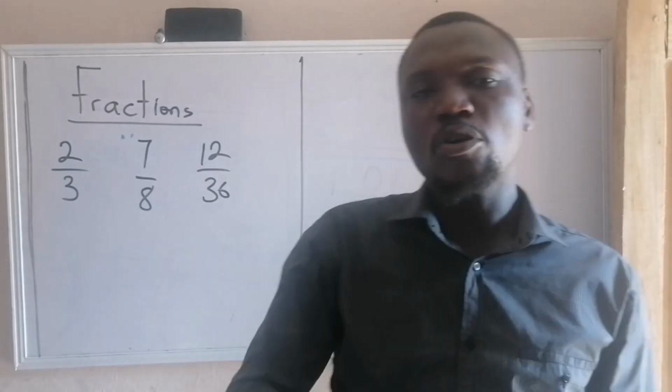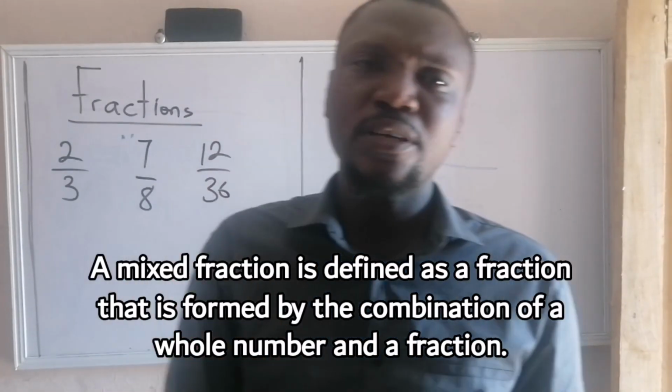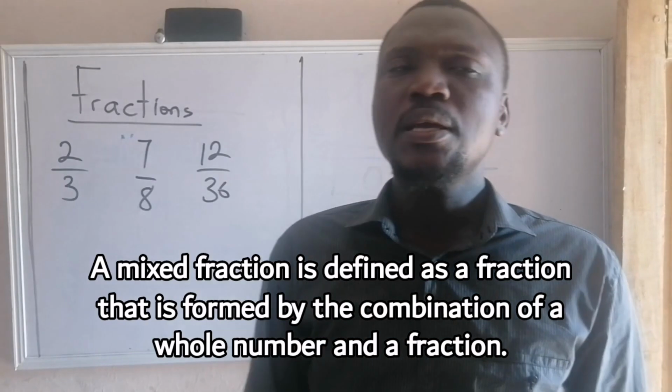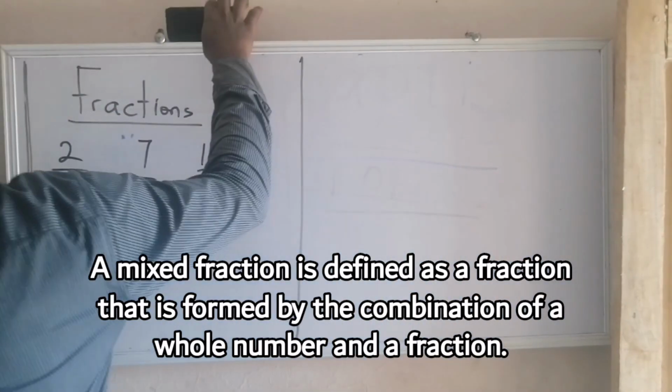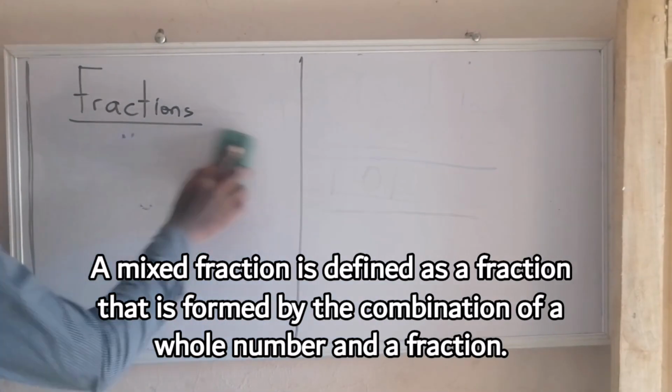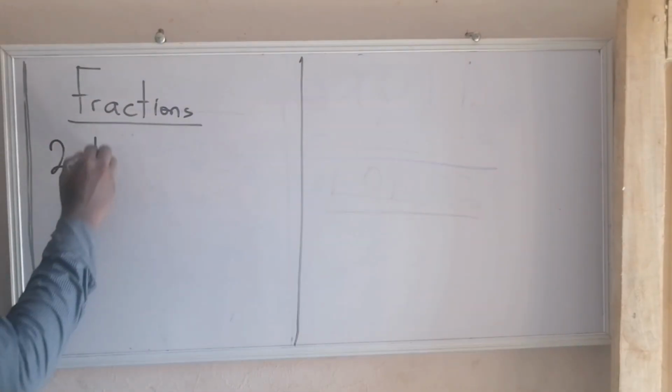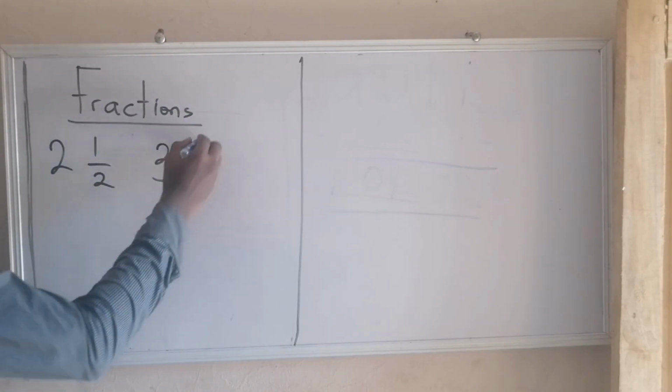Now the last type of fraction is a mixed fraction. We call it mixed fraction because it has two parts. A mixed fraction is a fraction that has the whole number and the fraction part. Examples of mixed fraction could be 2 whole number 1/2, or 3 whole number 3/5.